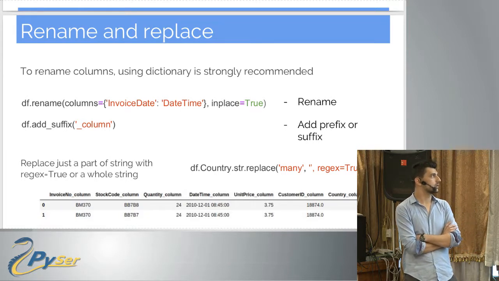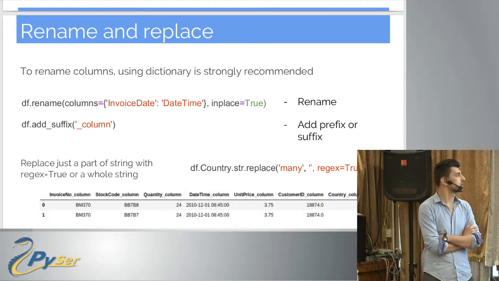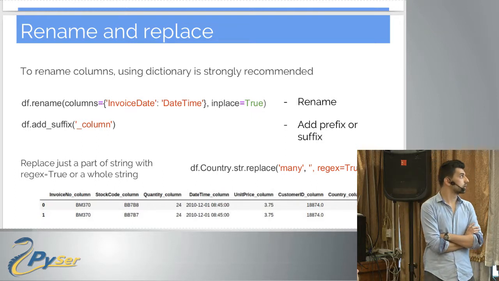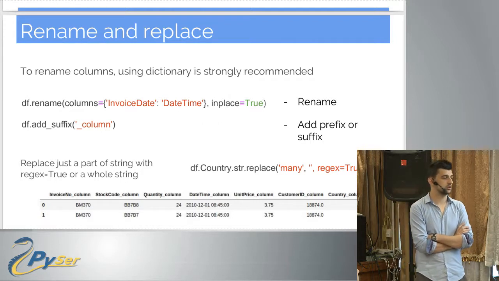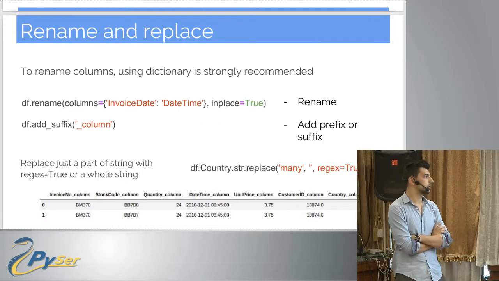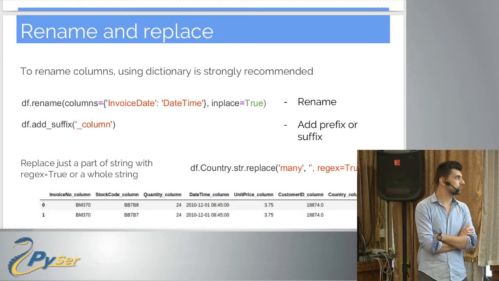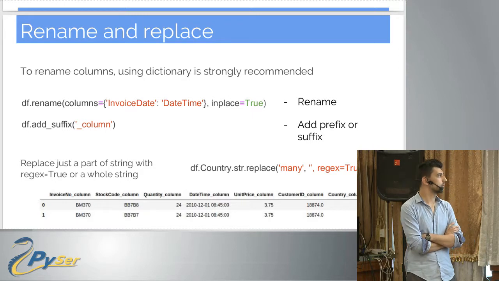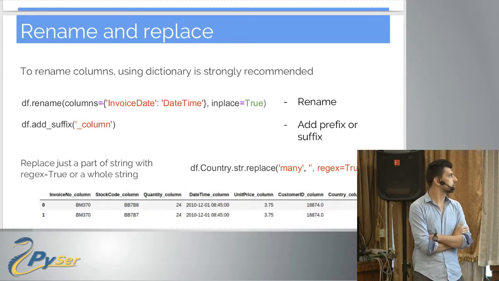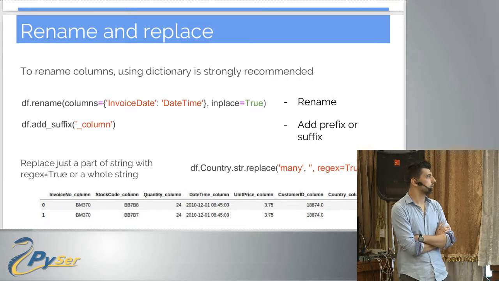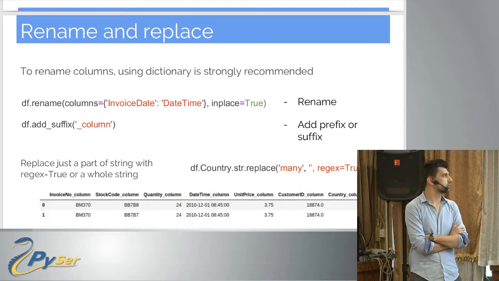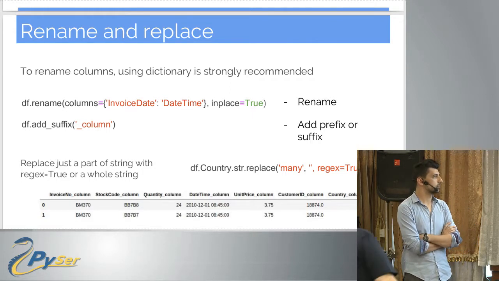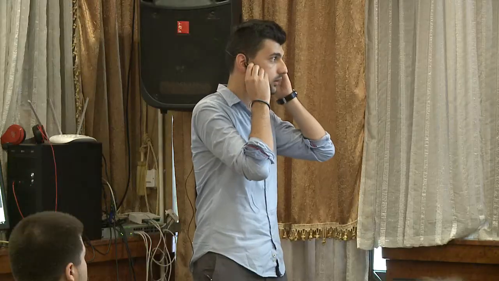There are many methods to manipulate strings, actually objects in Pandas, like rename and replace, split, etc. To rename columns, using a dictionary is strongly recommended, where you provide as a key all the names of columns and the value is the new name that you want to replace. Also, again, inplace=True to keep those renamings. You can add a suffix, prefix, and whatever you want.